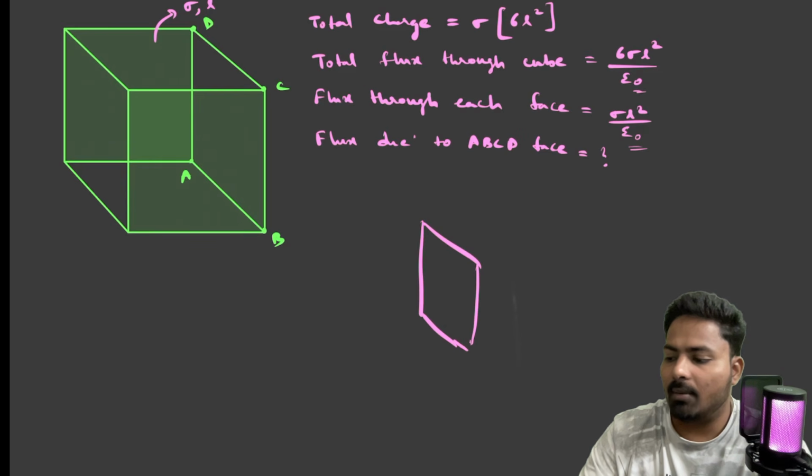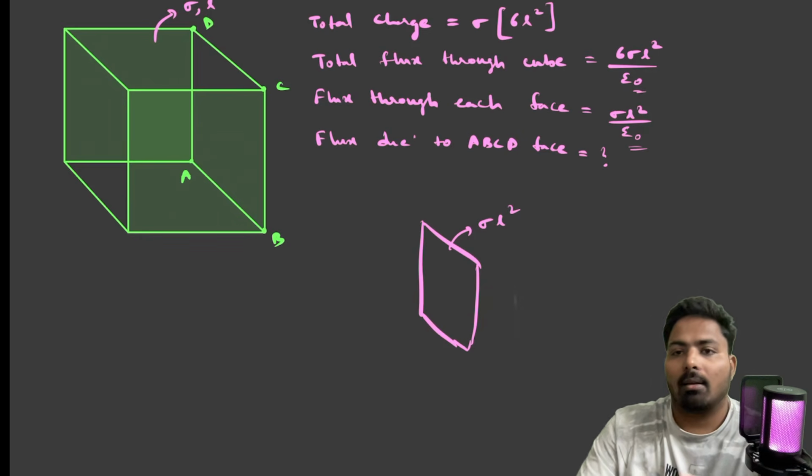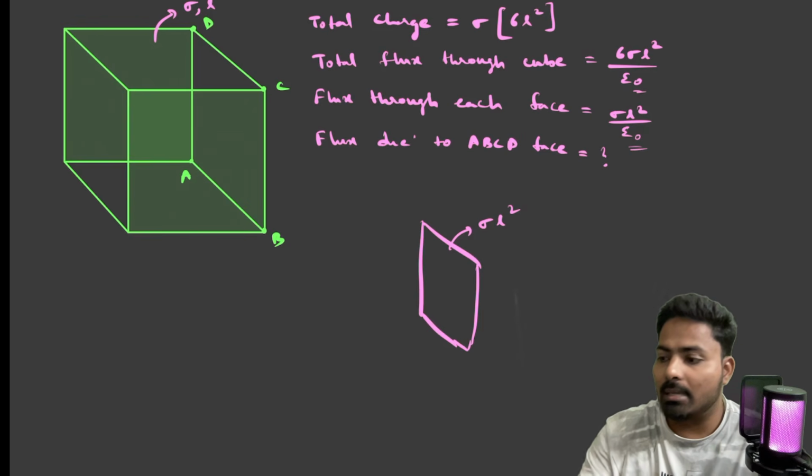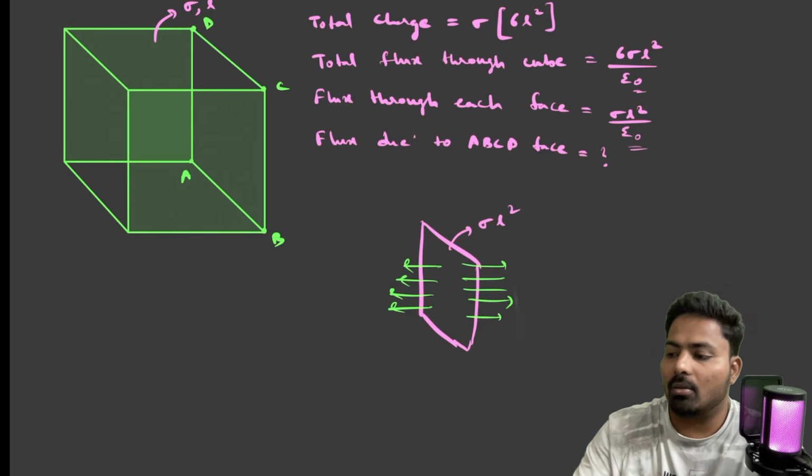So it's a sheet, and this is carrying a charge of what? Sigma L square. And you know that it will carry a total flux of what? Total flux of sigma L square by epsilon naught. And you need to understand that half flux will be going through this side. Half flux will be going through the left side.